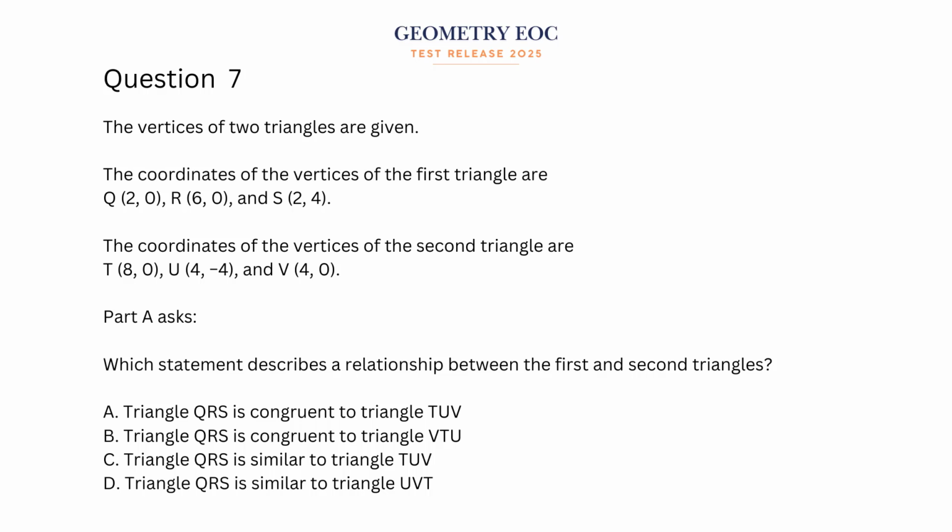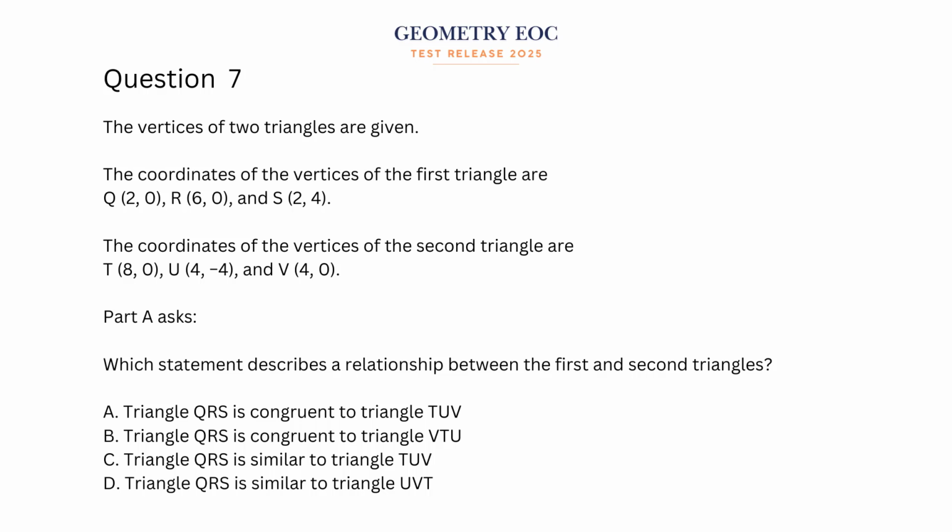Only 21% of students answered this question correctly, which tells us many students struggled to recognize how one triangle can be compared to another triangle. Students are given the coordinates of two triangles and asked to determine the relationship between them. But on the Geometry EOC, when coordinates are given, the safest strategy is to compare side lengths using distance and coordinate reasoning. Let's slow down and analyze the triangles step by step.